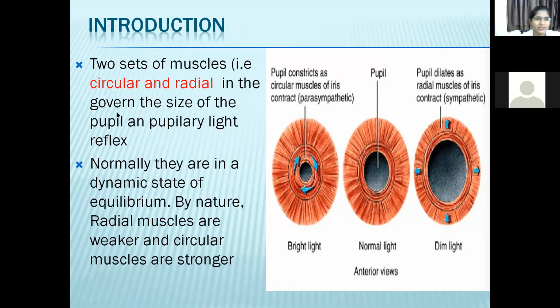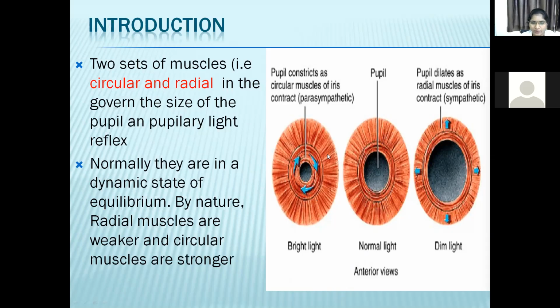In the eye, two muscles are present, that is the circular and radial muscles. These two muscles rule the pupil size and light reflex. So here you can see, in normal light, this is the radial muscle, and in the middle this is the circular muscle. In normal light, these muscles are normal and the pupil size is like this.